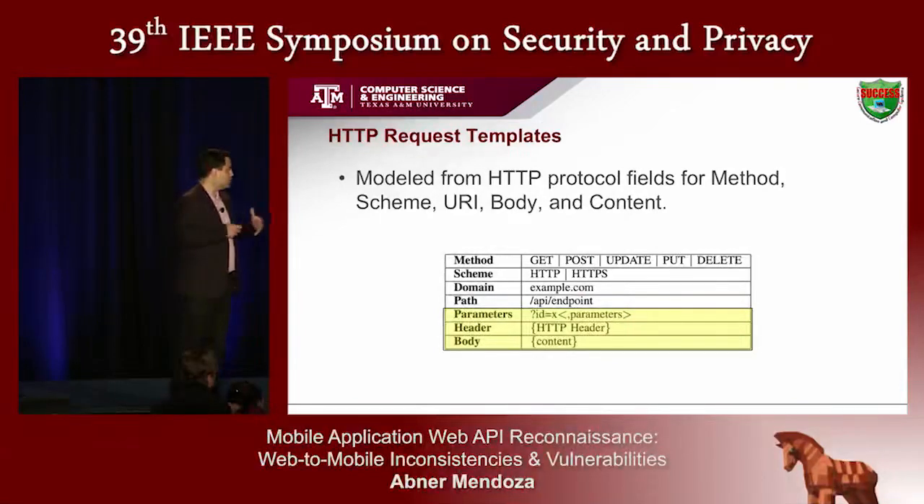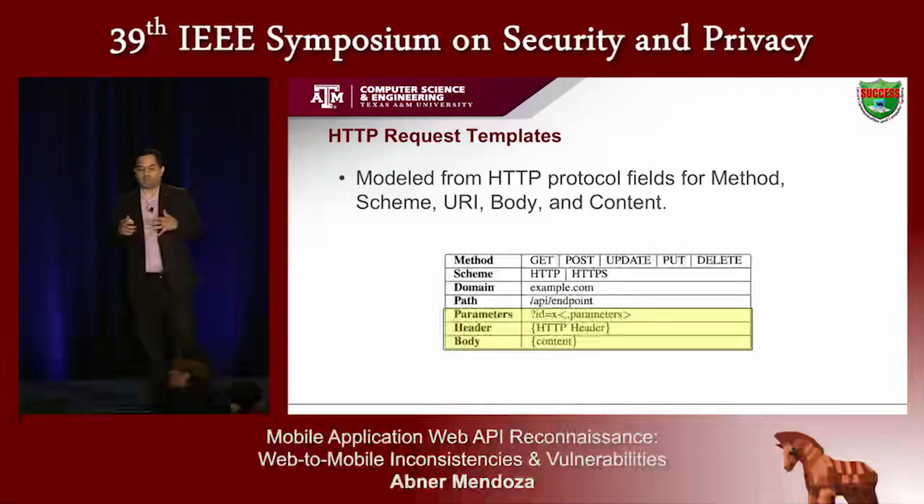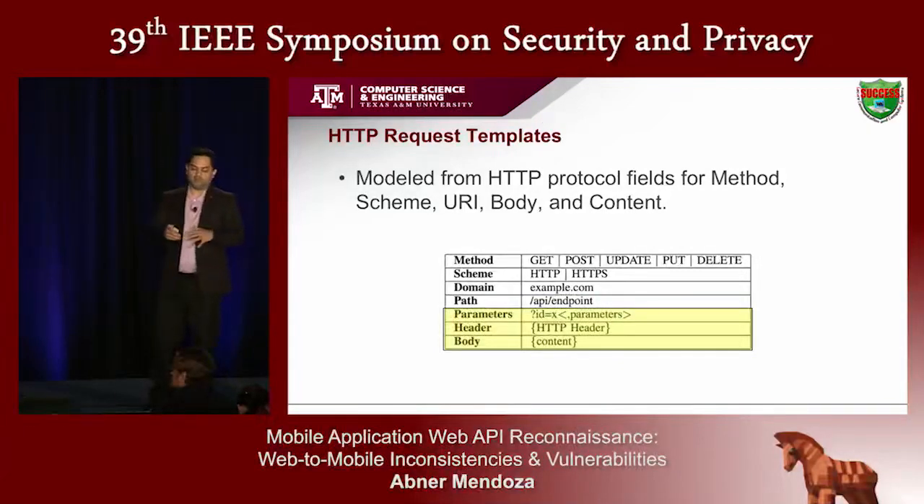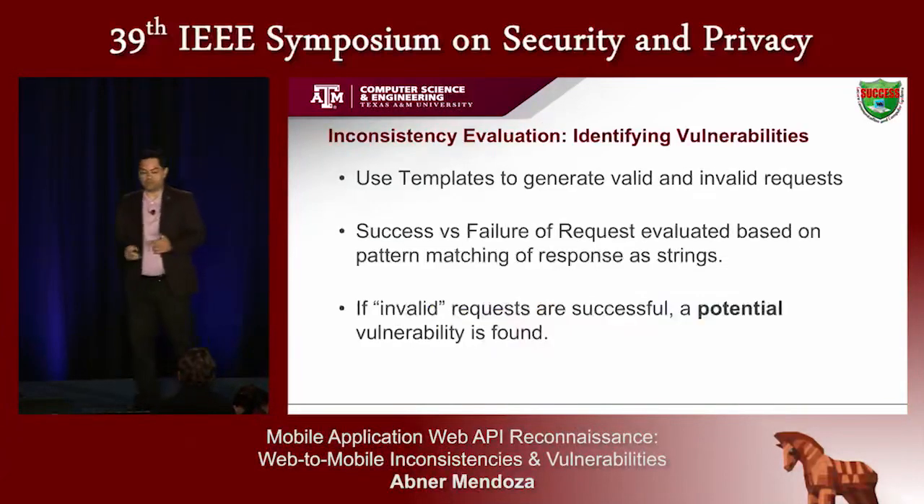And so those are what we use. This tells us what a valid request is, and then we can figure out how to manipulate those to do something perhaps malicious.